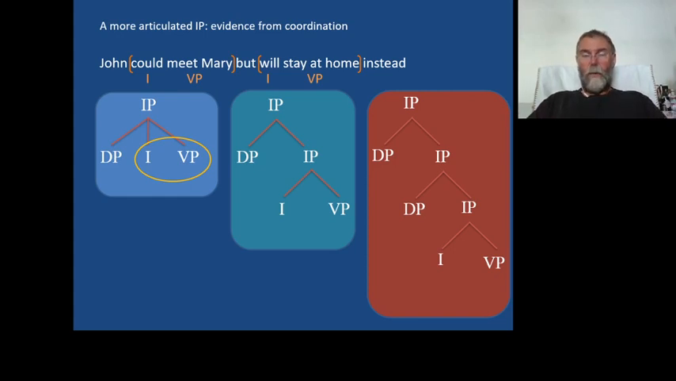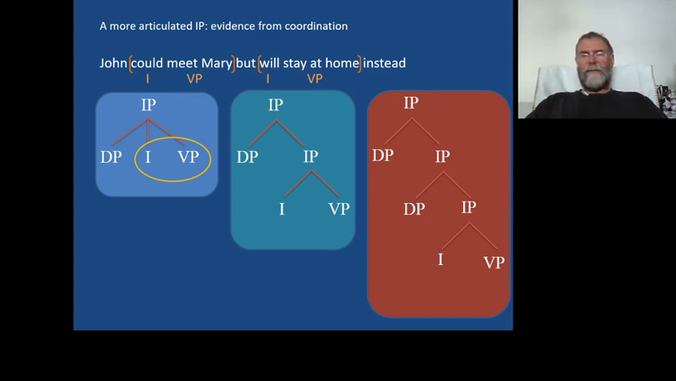Clauses have to have one subject, but they can only have one subject. They can't have any more than one subject. You can't say John Mary could meet Bill. Okay, you could say John and Mary meet Bill. You could coordinate two things, but that in itself shows that there is just one subject position, because you have to coordinate two things in order to make them one. So clauses only have one subject, and they must have at least one subject. Therefore, the inflection plus the verb phrase can't be an IP.